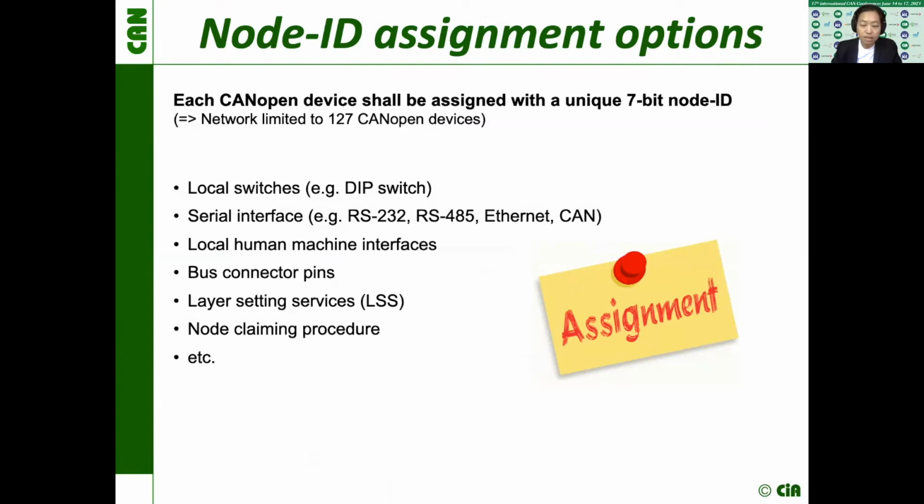So how do we assign a node ID? As Mr. Philip has already mentioned, there are some conventional methods, some by manual configuration. For devices which don't have a hardware interface, or for applications requiring a high level of plug-and-play support, the Layer Setting Services, LSS, defined in CiA 305 could be used. This service offers the possibility to assign the node ID and the bit rate dynamically over the network. But as he said, certainly we need an LSS manager.